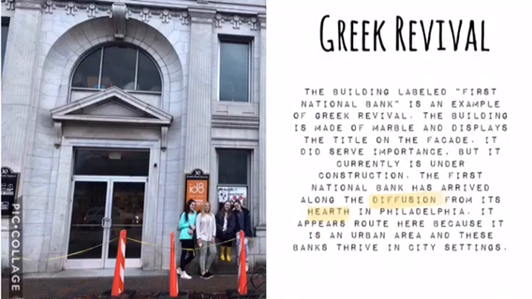Greek Revival. The building labeled First National Bank is an example of Greek Revival. The building is made of marble and displays the title on the facade. It did serve importance, but is currently under construction. The First National Bank has arrived along the diffusion from its hearth in Philadelphia. It appears to have taken root here because it is an urban area, and these banks thrive in city settings.